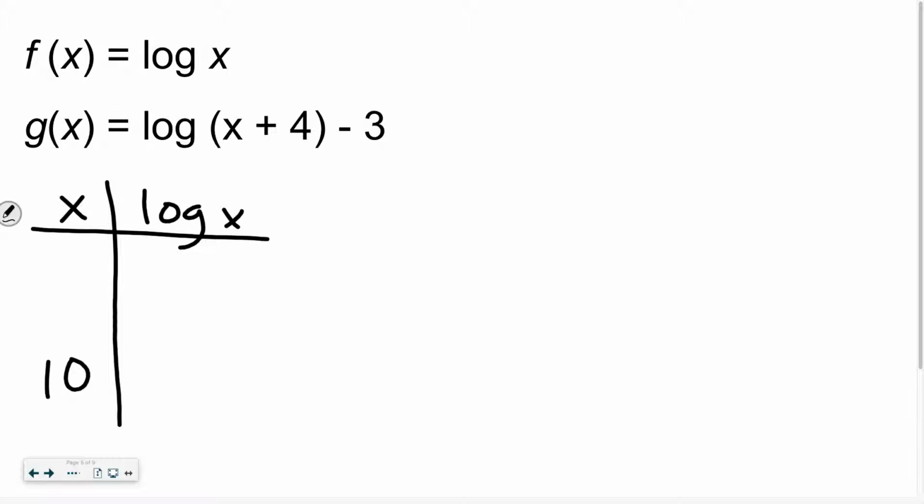I'm also going to put in 1/10, 1 over b. And I'm also always going to put in 1. Because when you do the log of anything, log base anything of 1, the answer is always 0. Because you're asking what exponent do I need for that base to get to 1? And the answer is always 0. So this one's going to be -1, this is 0, and this is 1.